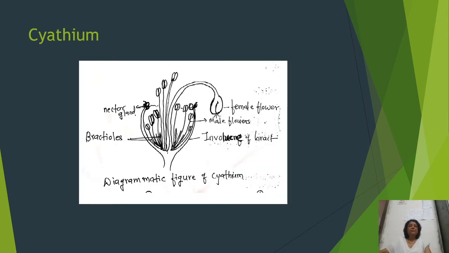It is the diagrammatic figure of the cyathium. There is the involucre cup which is made by the 5 bracts. Inside that cup, there are a number of stamen-like structures, but actually they are the male flowers, and surrounding them there are the bracteoles. From the center, there is one female flower which is tricarpellary and which protrudes out from the involucre cup. And at the margin of the involucre cup, there are the nectar glands.